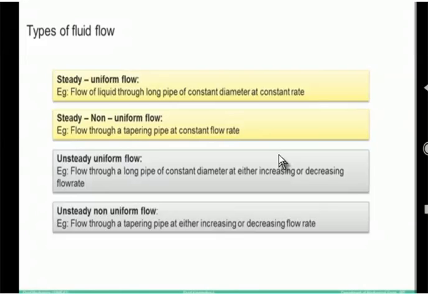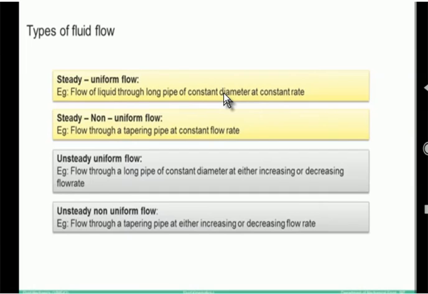Next one is the types of flow: steady uniform flow. For example, flow of a liquid through a long pipe of a constant diameter at constant rate is called steady uniform flow. Steady is nothing but it is flowing with the same velocity or pressure, not changed with respect to time. That is what steady means, and uniform here means constant diameter. The diameter of the pipe is not changed, so it indicates that its magnitude and direction remain constant.